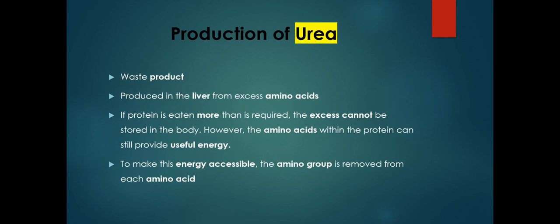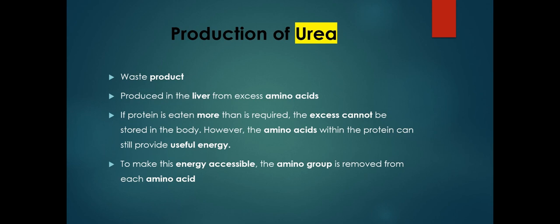Now this is the production of urea. Remember that urea is a waste product, always a waste product in our body, and it is produced in the liver from excess amino acids. Remember that amino acids are the building blocks for proteins, and these amino acids contain nitrogen groups, and they also contain NH3.